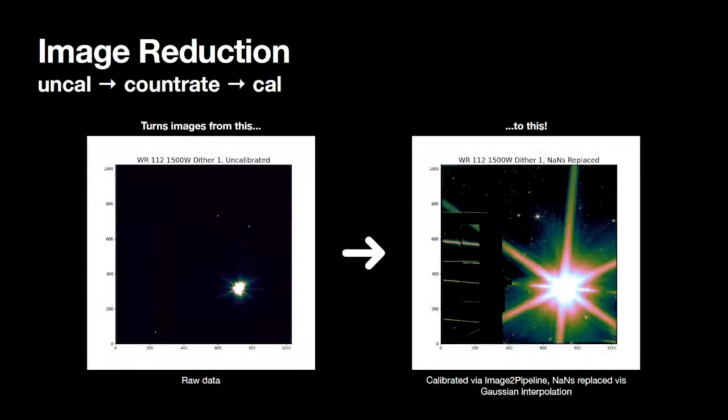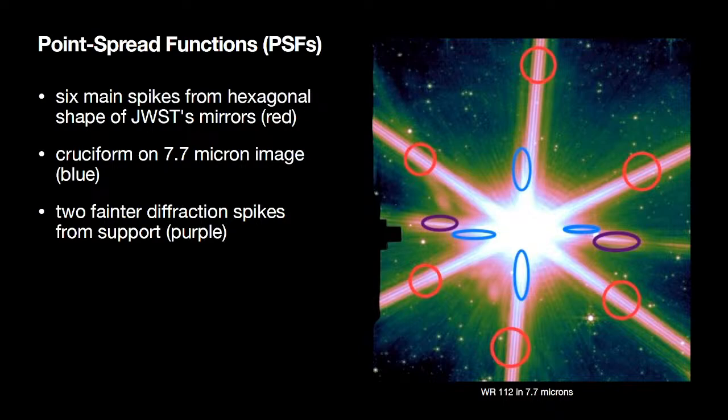So, enough yapping. There is the uncalibrated image for WR112. Can you tell which one is my favorite? And when I run it through that pipeline, it spits out this image here. And when I talk about the point spread function, I mean these 6 little spikes here. They're diffraction spikes from the hexagonal shape of JWST's mirrors themselves.